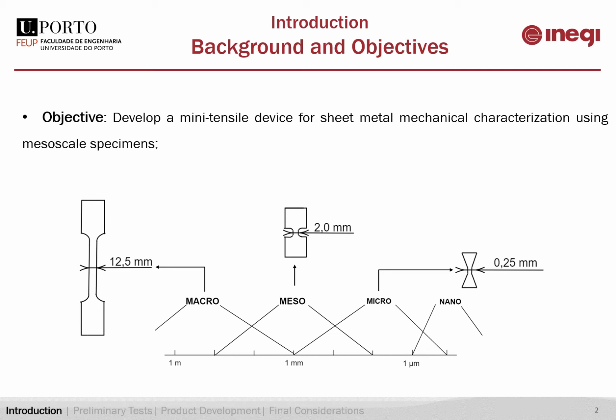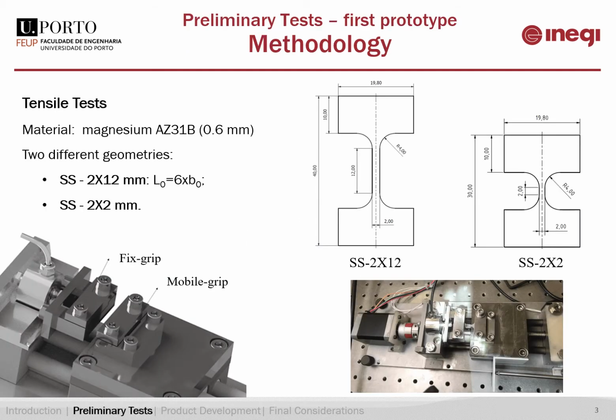The main objective of this work is to develop a mini-tensile device for sheet metal mechanical characterization using mesoscale specimens. To verify the utility and the accuracy of the mini-specimen results, a series of preliminary tests were performed before the device development. For that, the prototype represented on this slide was used to test specimens on a mesoscale.